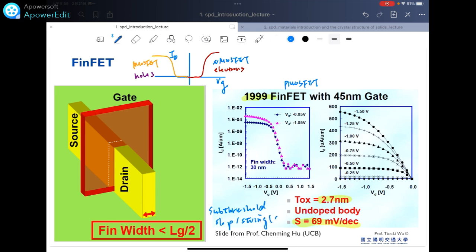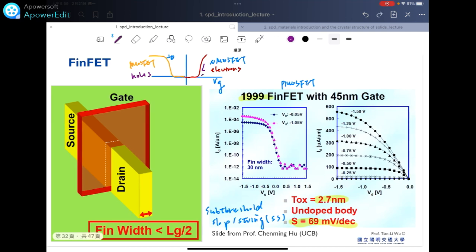So sometimes we call it SS. In general, the SS is a parameter to measure the slope. The slope between the on and off states is what we consider the subthreshold swing, SS here. And this one is only 69 mV/dec for the subthreshold swing. That's actually extremely small, and it becomes one of the major advantages of the FinFET type.